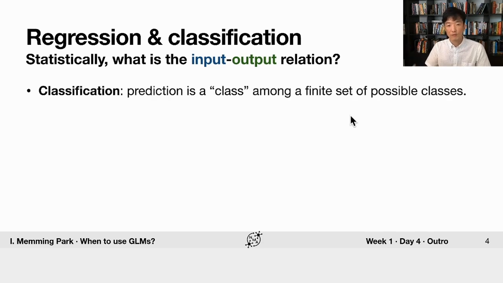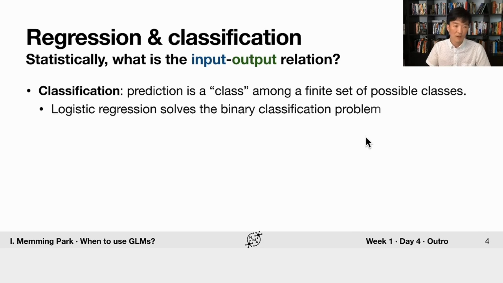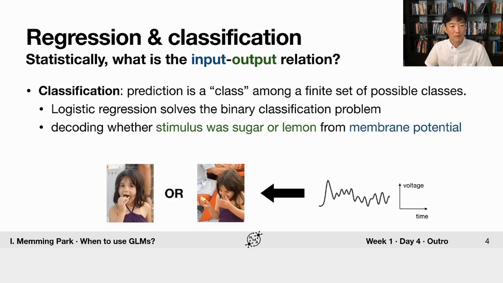If the output has a finite set of classes that are possible, then it's called a classification. Confusingly, logistic regression solves the binary classification problem. For example, if you're trying to decode whether the stimulus was sweet or lemony from the recorded membrane potential, then this is going to be a classification problem, because the input to the regression or the classification problem is continuous membrane potential, but the output are only two. It was either sugar or lemon.